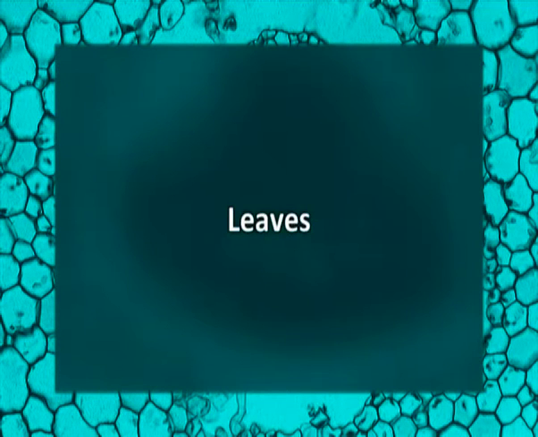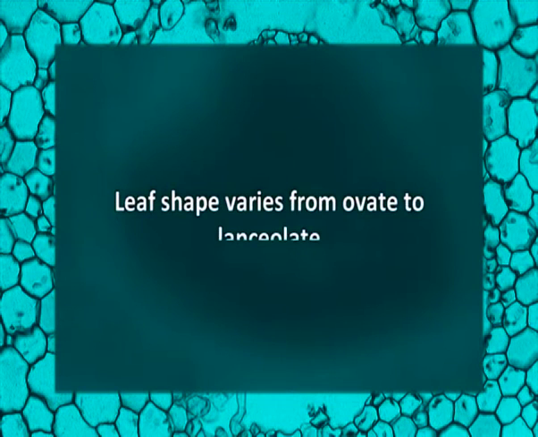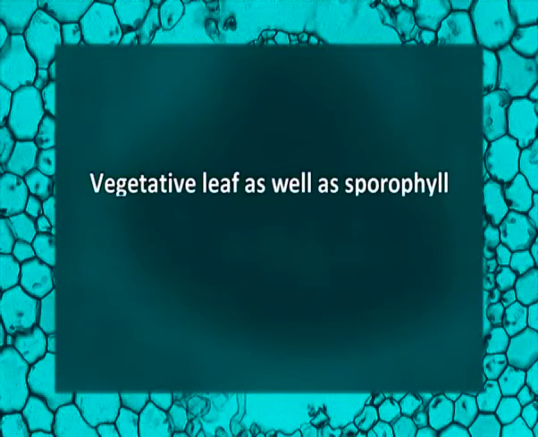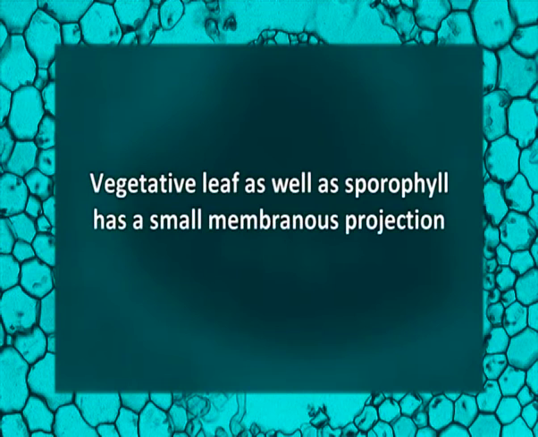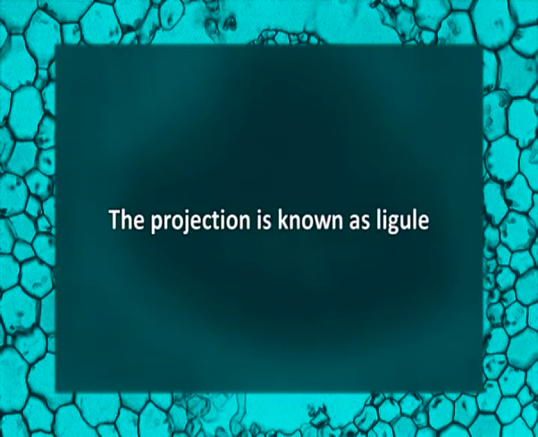Now leaves. The leaves of Selaginella are microphyllous, sessile, and simple. Their shape varies from ovate to lanceolate. The leaf has a single mid-vein that remains unbranched throughout its course. Most of the species have thin and soft leaves, but in xerophytic species they are thick. The vegetative leaf as well as the sporophyll has a small membranous projection on its adaxial surface close to the base. The projection is known as the ligule.